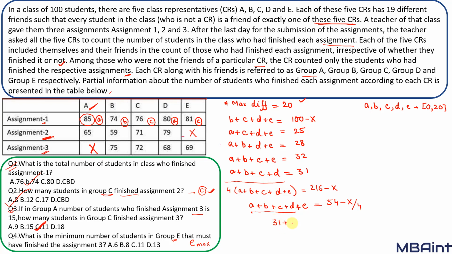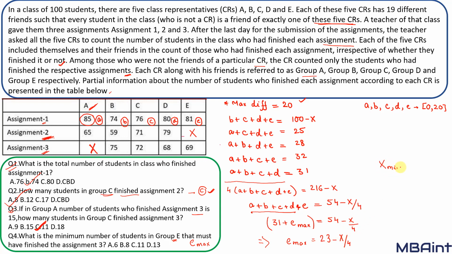We need to find the maximum value of E max. In fact, we need to find the maximum value, and this equals 54 minus x by 4. If I write E max, it would equal 54 minus 31, which is 23, minus x by 4. Now in order to maximize the value of E, we need to find the minimum value of x.